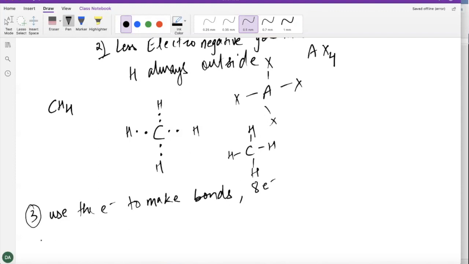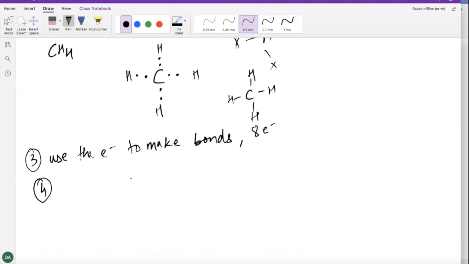Now the very last and important rule for this example, guys, we will have more rules as we do more complex examples, okay? But for right now, the 4th rule, which is the important rule, is called the octet rule. This is the rule of 8.